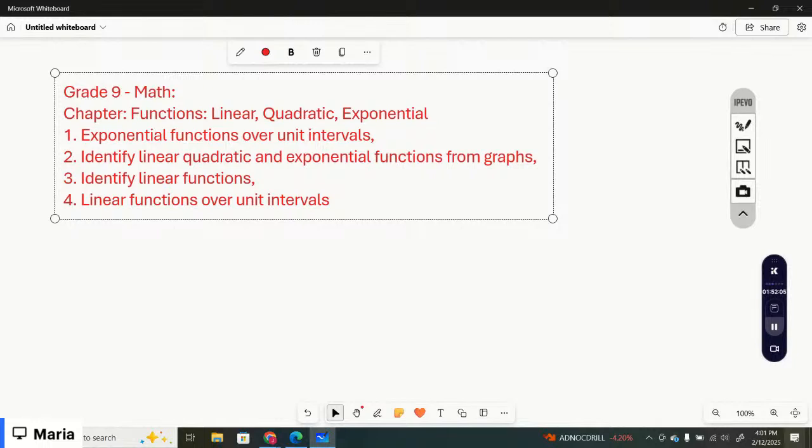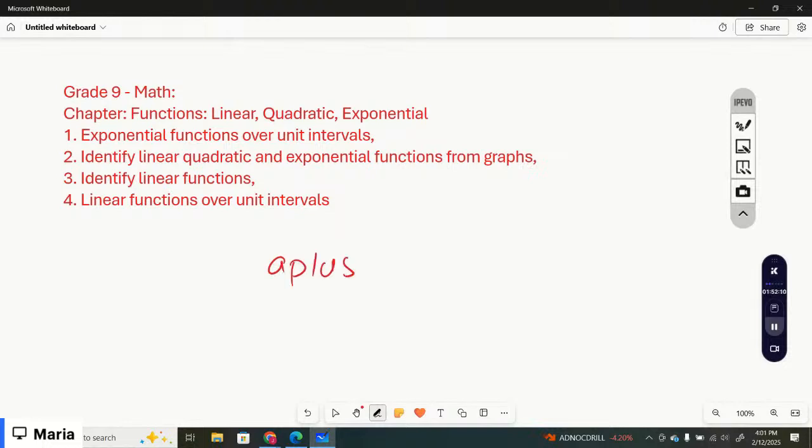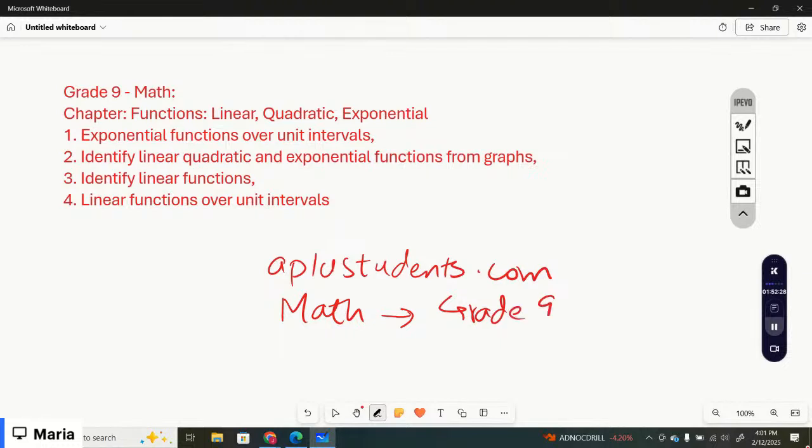You can find all the lessons on aplusstudents.com. You have to log in there using your email address and password as provided by the administrator. Then you have to select math from the subject tab, scroll down to grade 9 math, and then click on view all lessons. There you can find a list of the chapters.